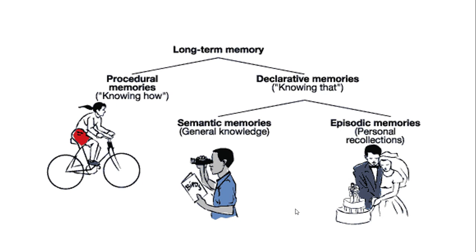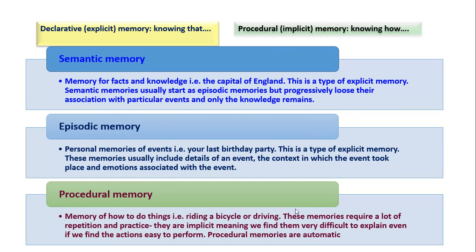So how to do stuff is what we call a procedural memory. So it's an implicit memory. We'll come to that in a second. So how to ride a bike, how to tie your shoelace, how to pick up a cup. That's a procedural memory. Declarative memories are knowing about things. So that can either be semantic stuff, so meaning, general knowledge, or episodic stuff, so personal recollections, things that have happened to you.